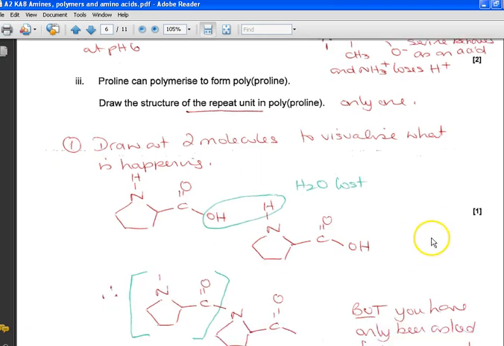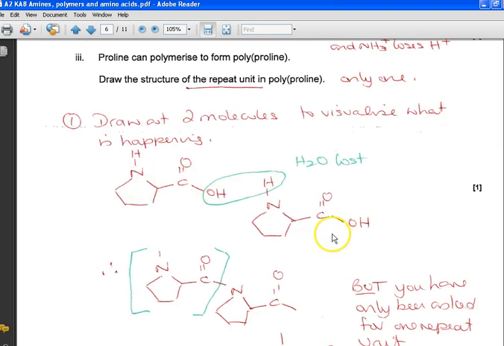And then you're given the structure of proline, and then it says that they can form a polymer, and to draw the structure of the repeat unit, only one repeat unit. Again, I can't do this myself without drawing them out. I can then see what I've got.